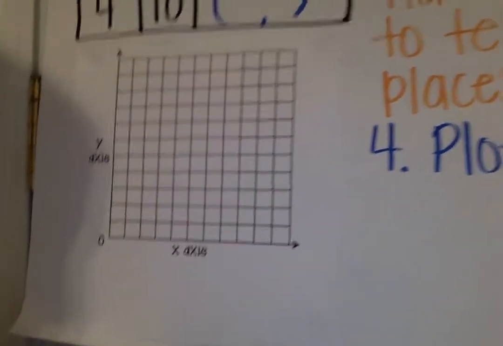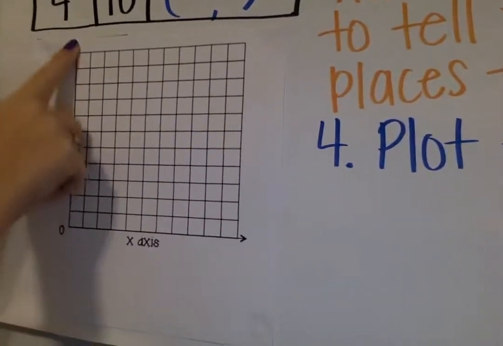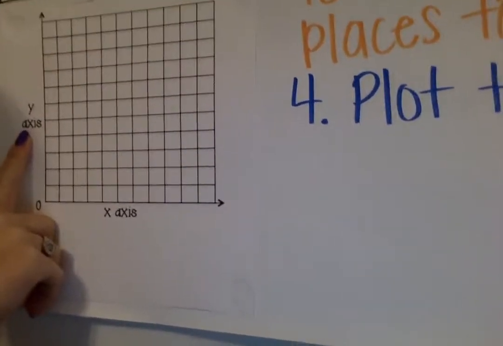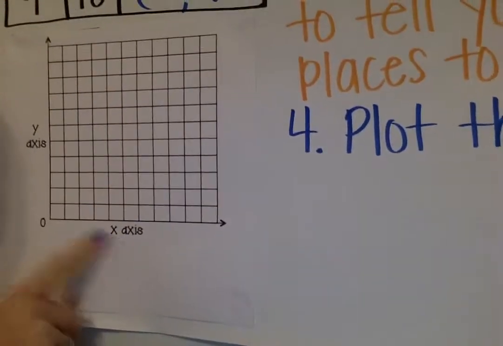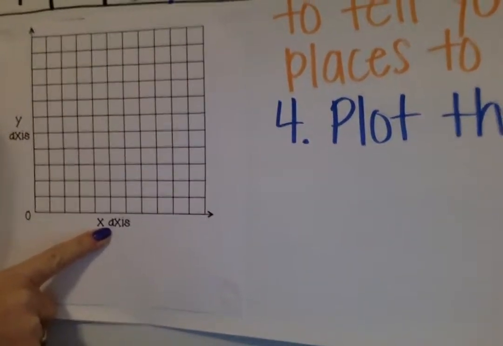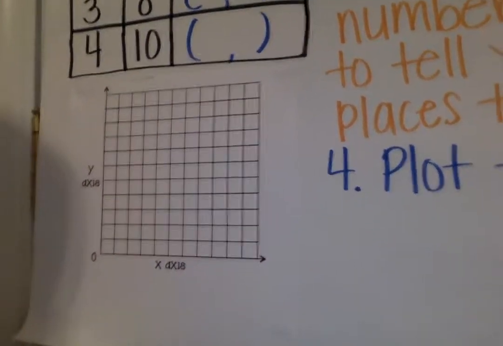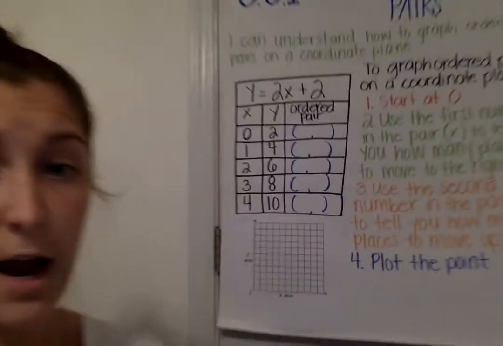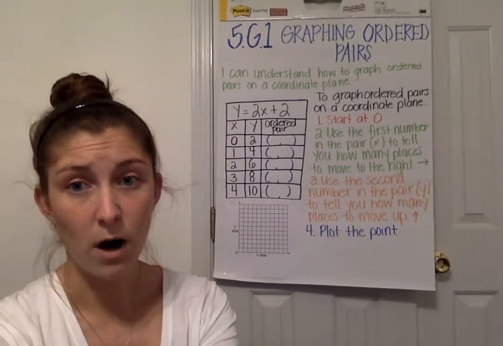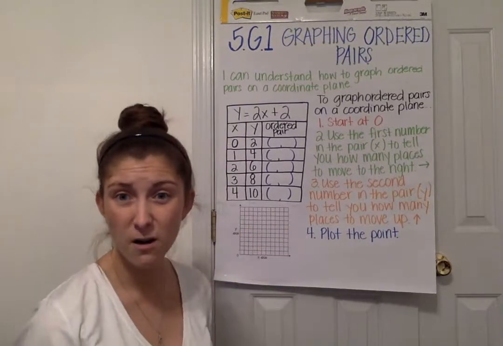As you can see on our graph, our vertical axis right here, which means it's going up and down, is called the y-axis, and our horizontal axis right here is the x-axis. You will need to know those two names and be familiar with where both of those are found on the graph. In the 5th grade, we only graph in the first quadrant. So typically you're only going to see graphs that look like this, which makes it a whole lot easier for you.